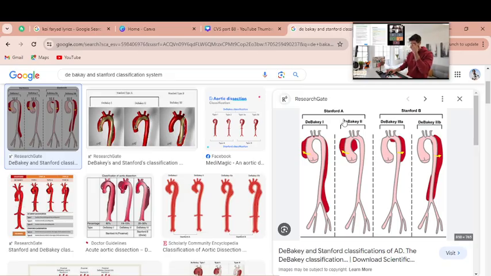So here you can see that the Stanford A classification is anything that involves the ascending aorta. If it involves ascending and descending aorta both, it is DeBakey 1. If it involves only ascending aorta, it is DeBakey 2. If it involves descending aorta only, it is Stanford B and DeBakey 3. It is subdivided into DeBakey 3A and 3B. If only proximal descending aorta is involved, it is DeBakey 3A, and if distal descending aorta till the bifurcation into the common iliac arteries is also involved, then it is DeBakey 3B.